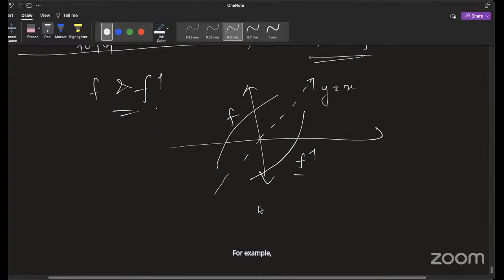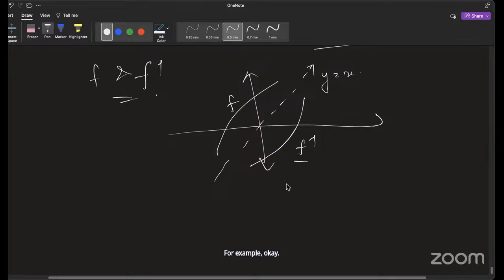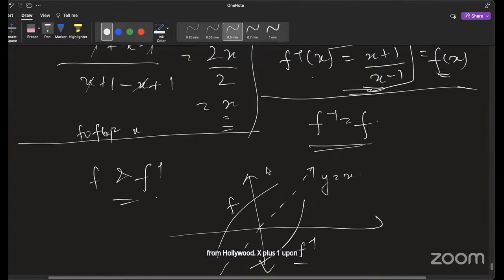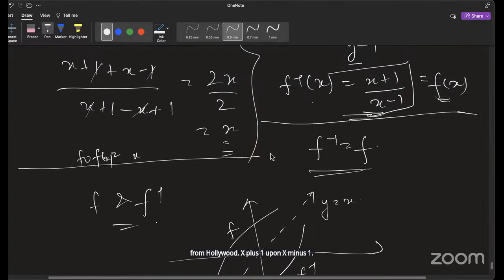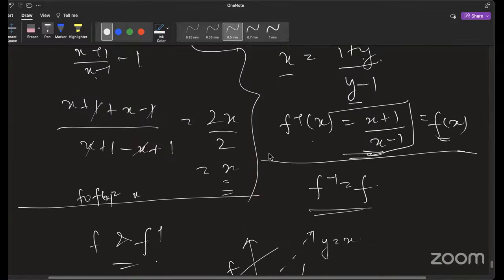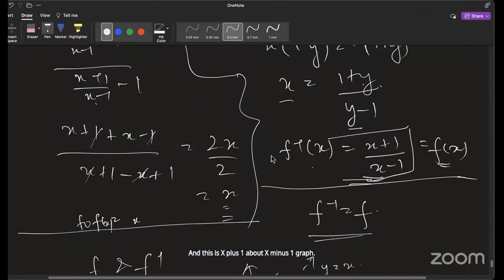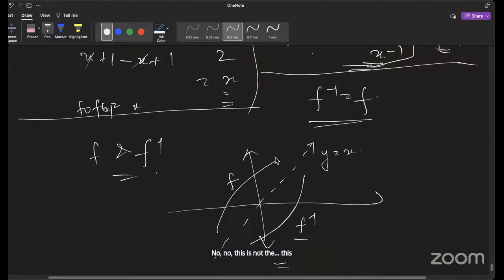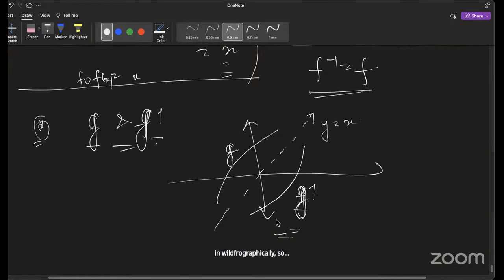For example, how do you write x plus 1 upon x minus 1? And this is the graph of x plus 1 upon x minus 1? No, no, this is not, this is a random function. Oh, okay, this is the inverse function. So there is symmetry in between, a mirror image of the other. Ma'am, this is the graphical importance of g and g inverse, how g and g inverse look when plotted graphically. So that's what we're discussing.